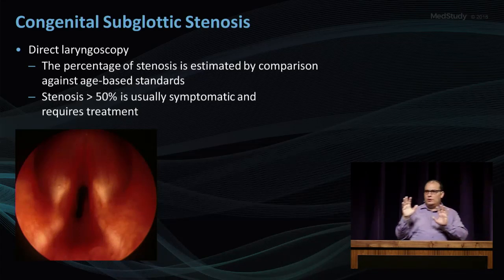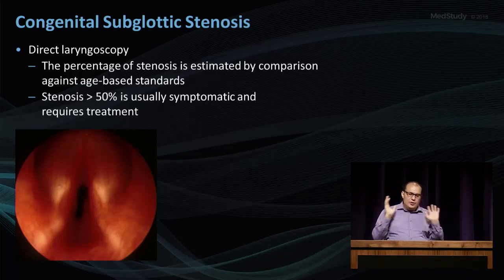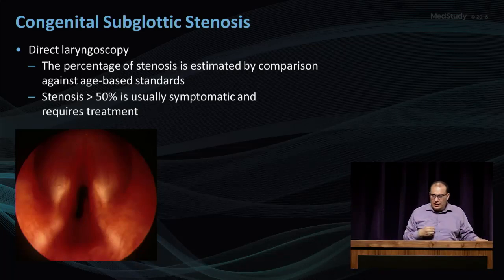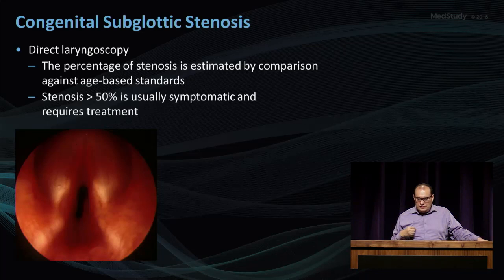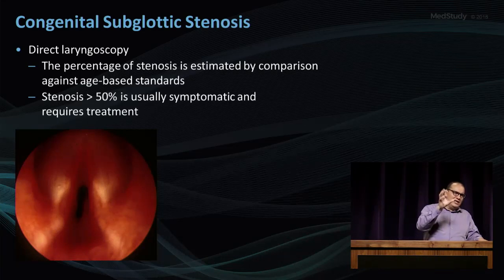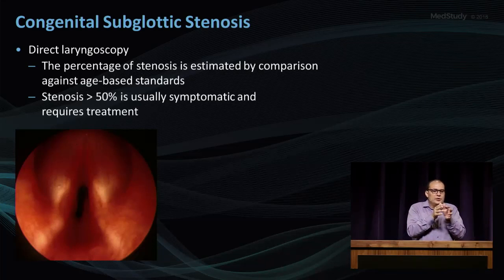It's like soft tissue and bone next to each other. No, you need to see it. So with direct laryngoscopy, the percentage of stenosis is estimated, as I said, and usually if you have more than 50% stenosis, then you are symptomatic and you will need treatment. Treatment ranges from dilation to a cricoid split. That was in the first question. Because when you do that cricoid split, you will induce some opening of the larynx.